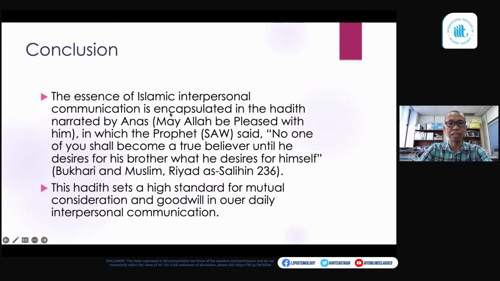Yeah, the essence of Islamic interpersonal communication is encapsulated in the hadith narrated by this particular companion. No one of you shall become a true believer until he desires for his brother what he desires for himself. You can refer to Bukhari and Muslim, Riyadhus Salihin, page 236. So this is basically the standard you have to observe if you talk about understanding interpersonal communication from the Islamic perspective.